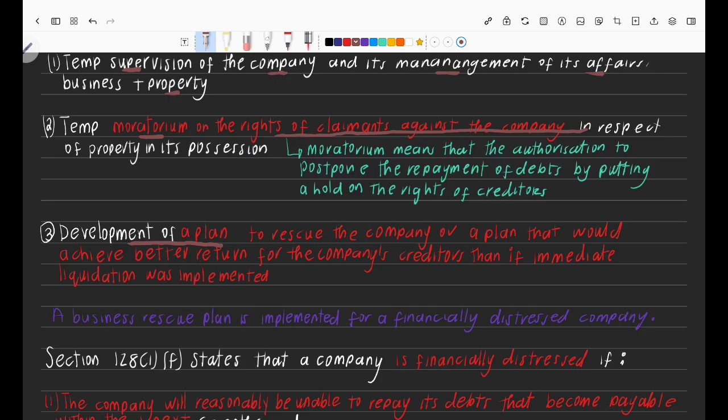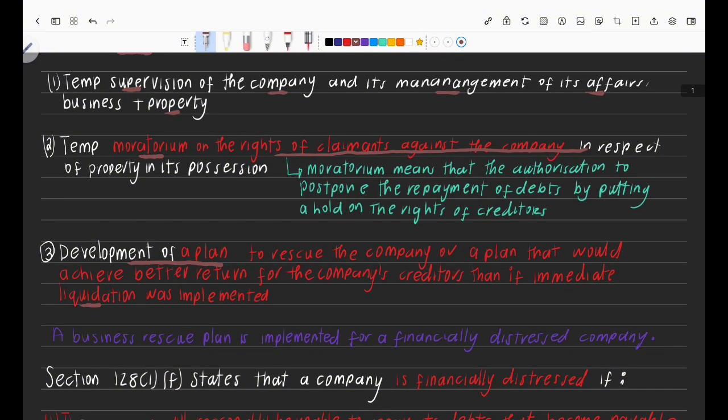The third component of business rescue is that you need to develop some kind of plan, and this plan must be to rescue the company as well as achieve a better return for the company's creditors, such that whatever they are going to get back is better than what they would have gotten back if the company was immediately liquidated. So what we are basically saying is that a business rescue is the development of a plan in order to save this company, to rescue this company, in such a way that the creditors will get a better return than they would have if this company was just closed off and liquidated.